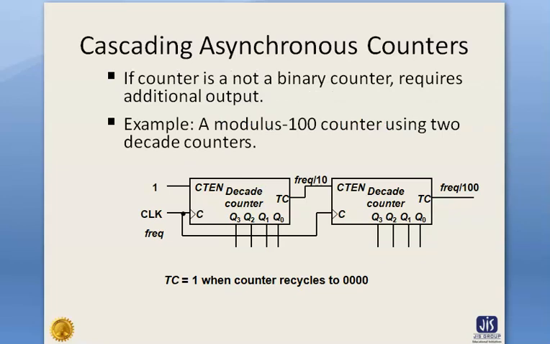Okay. If the counter is not a binary counter, it requires additional output, meaning a mod 100 counter using two decade counters. So this is a modulus counter which is not exactly a 2 to the power n sequence. This can also be achieved by cascading mod-number counters, that is, here it is a decade counter, which is cascaded with another decade counter to achieve a mod 100 counter.